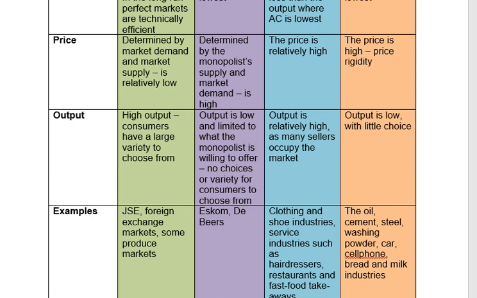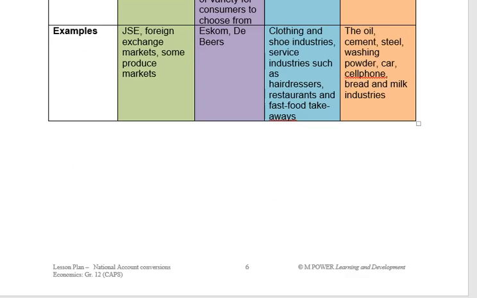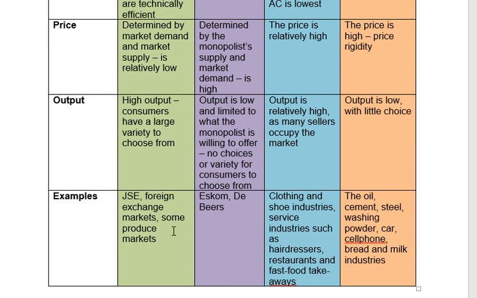Last thing, if you have to give examples. For the perfect markets, we already said the Johannesburg Securities Exchange, the foreign exchange markets, and some of the agricultural produce markets. For monopoly, most of the monopolies that we are going to give as examples are near monopolies. They're not true monopolies, but I will discuss that with you in the next chapter. So we can use Eskom and De Beers as examples.